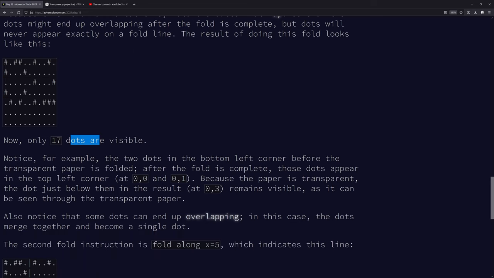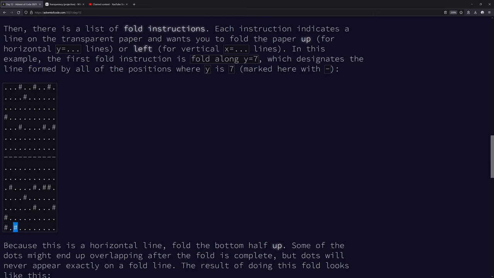Yep. Now only 17 dots are visible. Notice, for example, 2 dots in the bottom left corner before the paper is folded. After the fold is complete, those dots appear at the top left corner. Yep, see, these two end up going up there because you OR this with that. And this one's true. At least one of them is true. Therefore, true.